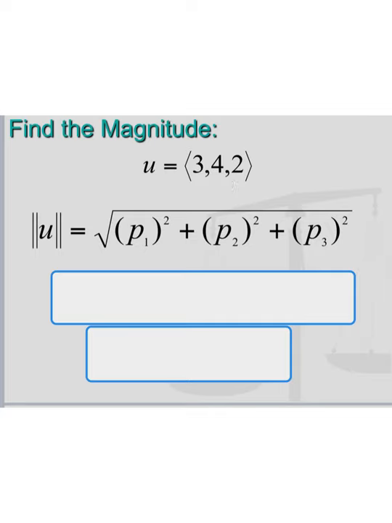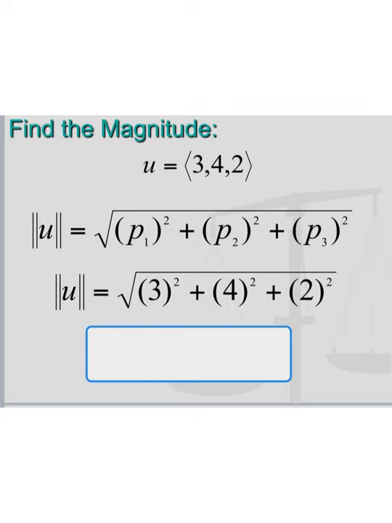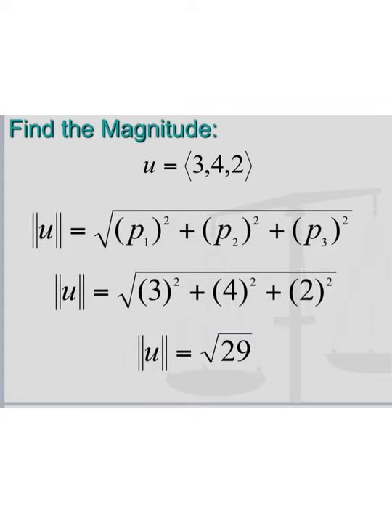For our next example here, we have the vector 3, 4, 2. We're going to do the same thing and plug our components into our magnitude formula here. So we get 3 squared plus 4 squared plus 2 squared, and then when I simplify all of that, I get the square root of 29.